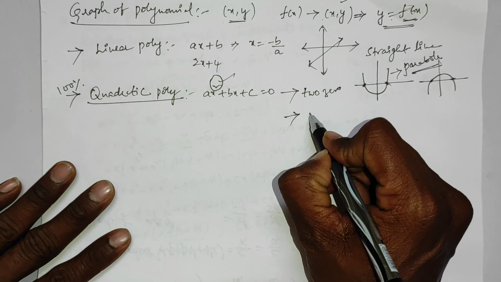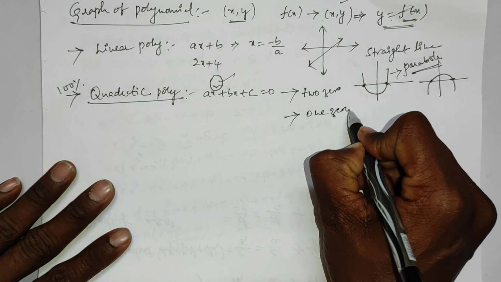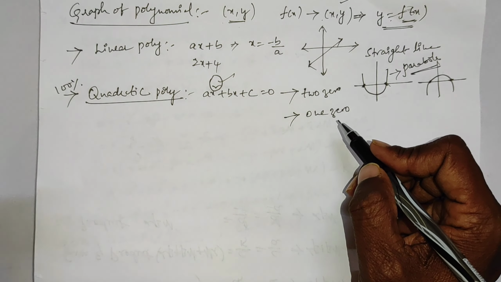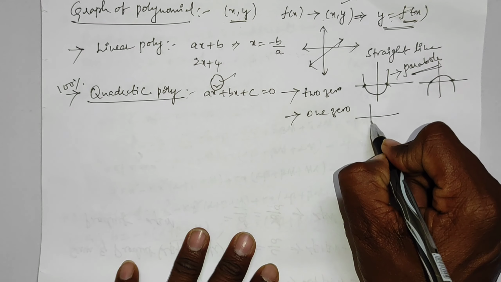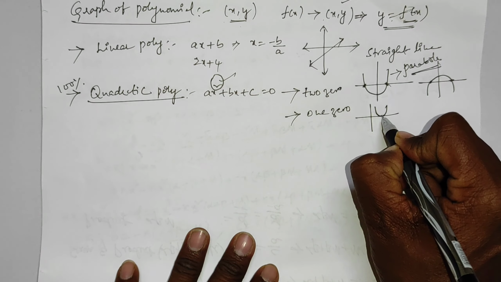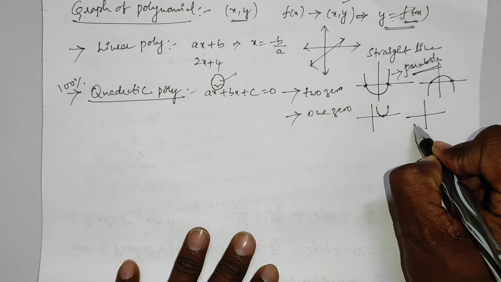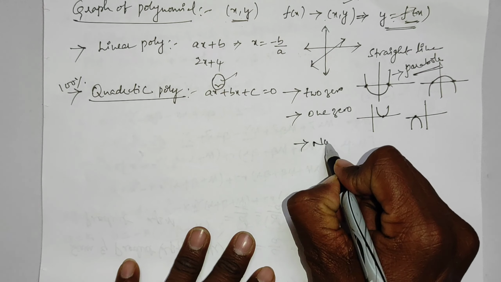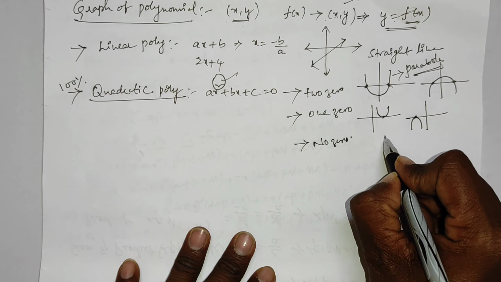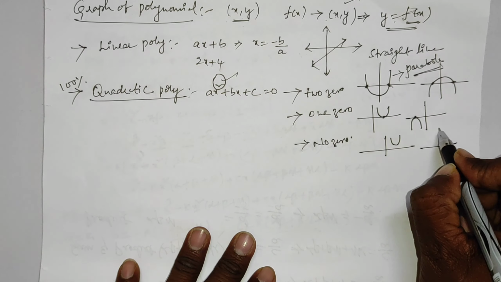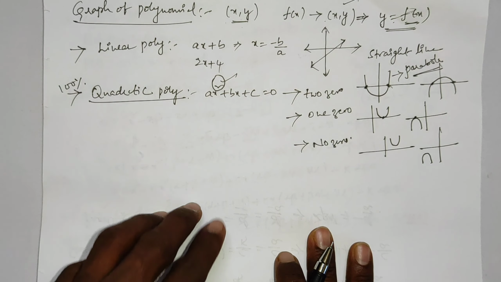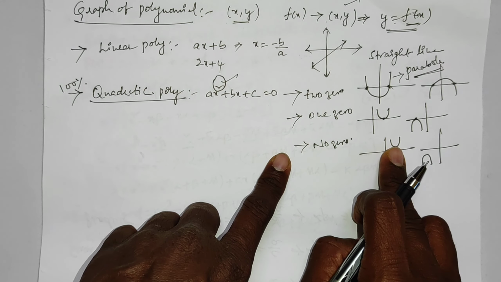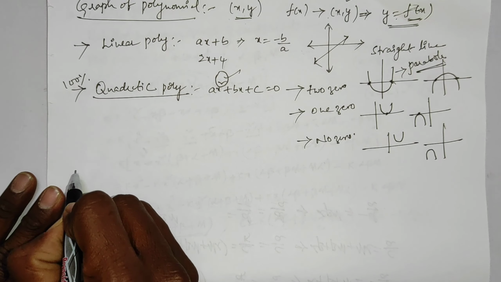Suppose you got only 1 zero, meaning a common zero, maybe 1 comma 1 or minus 1 comma minus 1, the same solutions, then you will get a graph like this. It touches the x-axis at only one point. Third condition, no zeros. If zeros are not possible, then it won't touch the x-axis. Like this you will get. So these are the three different types: two zeros, 1 zero, and no zeros. Now the last one is about a cubic polynomial.